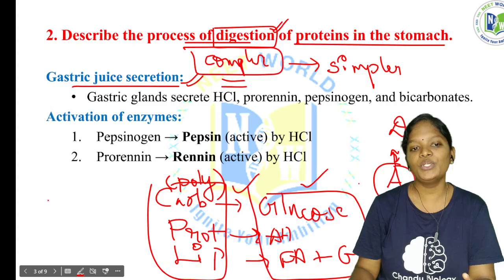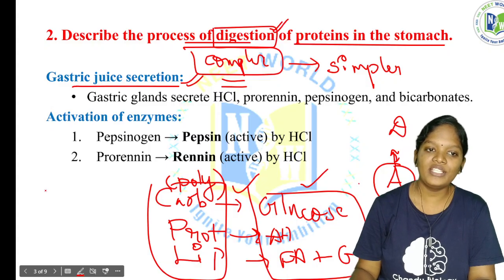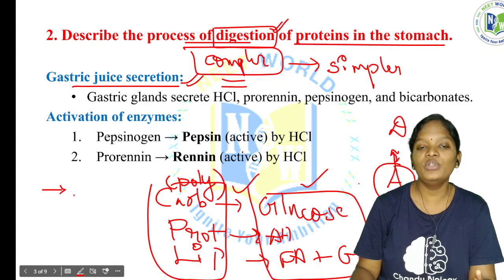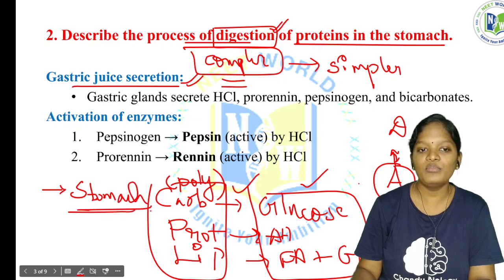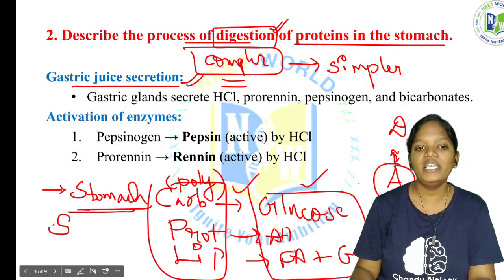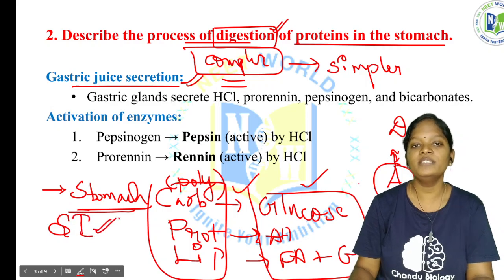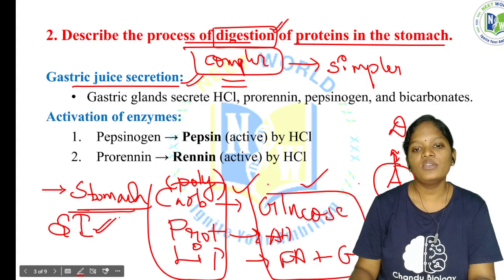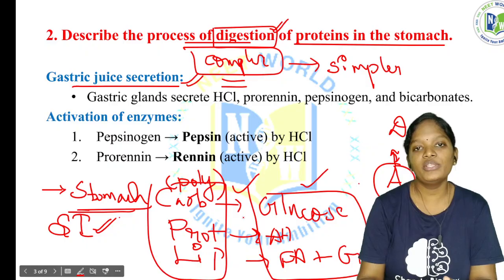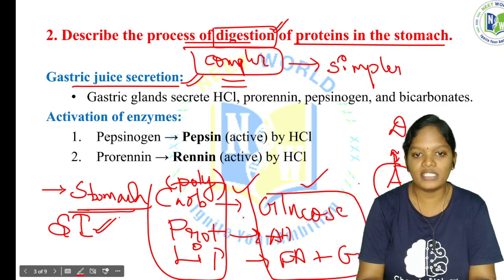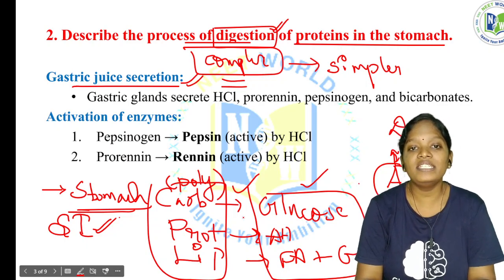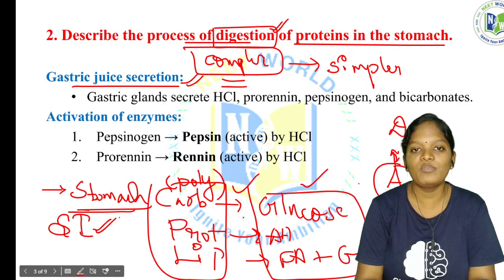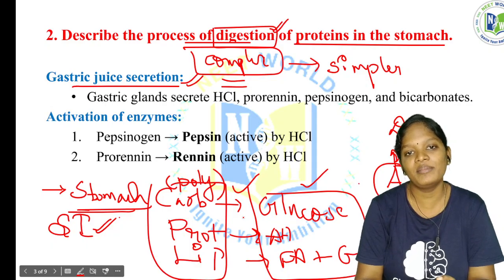Whenever I say digestion, immediately you remember the organ stomach. It is a misconception that the stomach is involved in most of the digestion. It is wrong. Only the small intestine is responsible for most of the digestion process. Now, how are the complex molecules converted into simpler molecules? It is very simple, just by secreting the juice. In the stomach, we call it gastric juice.